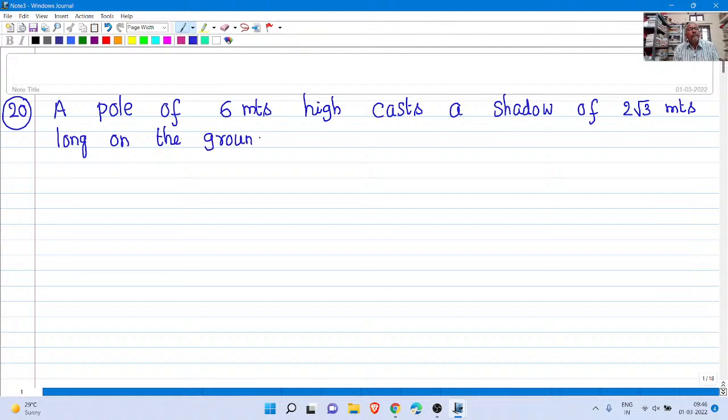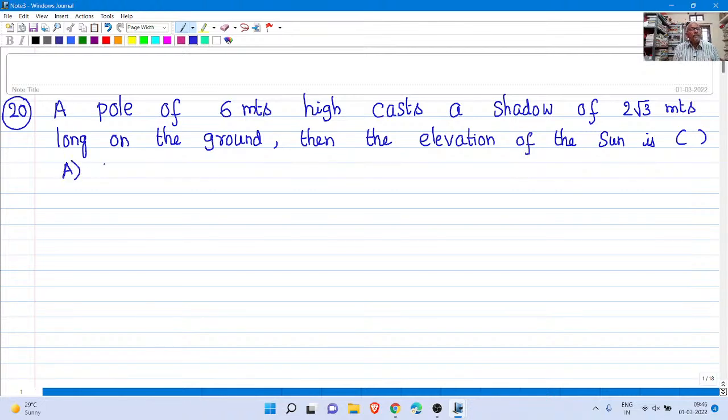Then the elevation of the sun is: A 60 degrees, B 30 degrees, C is 45 degrees, D is 90 degrees. So this problem is related to the applications of trigonometry.